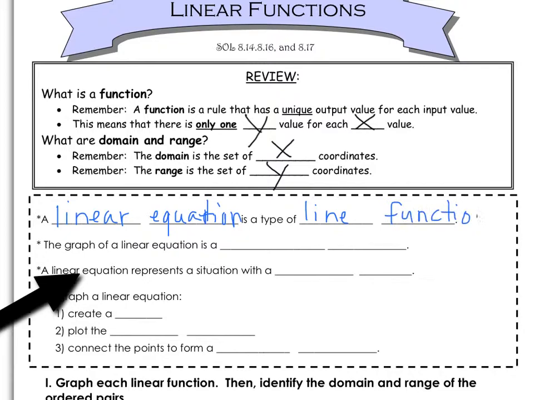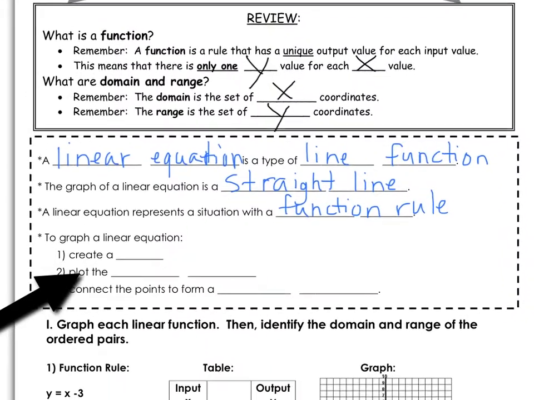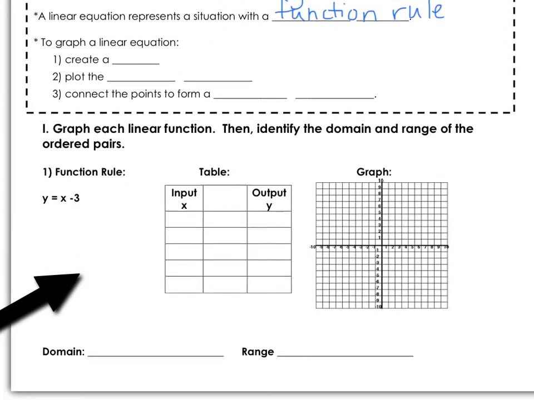So they're going to have rules. And always, no matter what your input is, if you plug it into a function rule, then the graph of the linear equation is always going to be a straight line. And a linear equation represents a situation with a function rule. So we're going to have a rule, and in this case, it's going to look like an equation with two variables, an x and a y. And so let's go ahead and talk about how we're going to graph these.